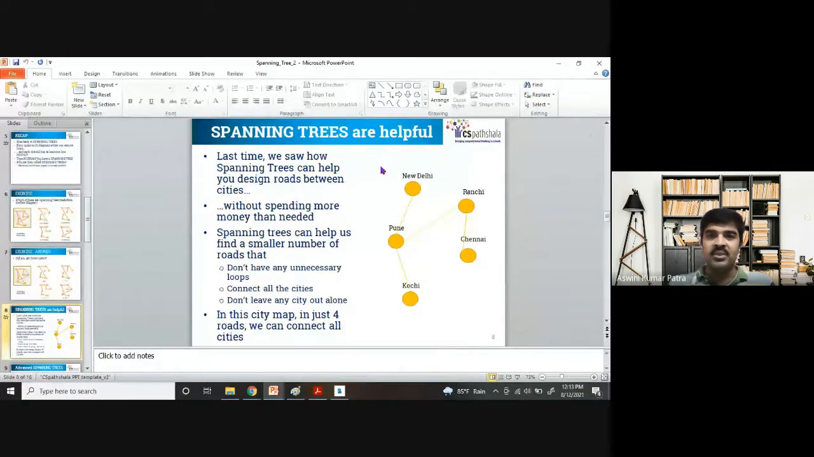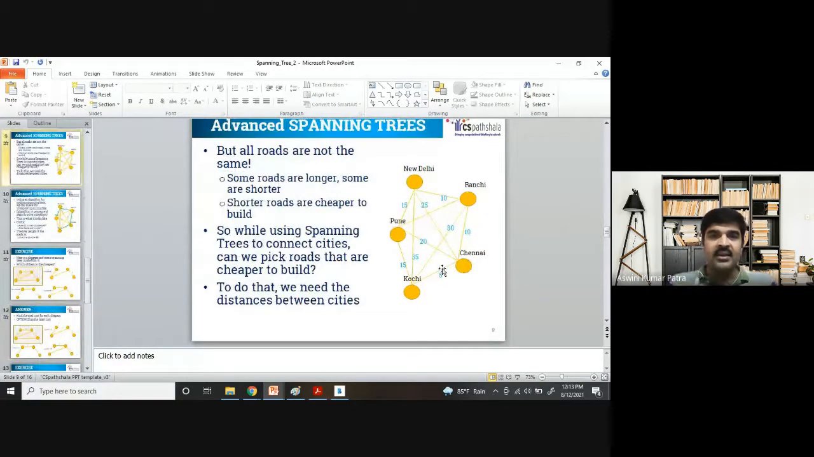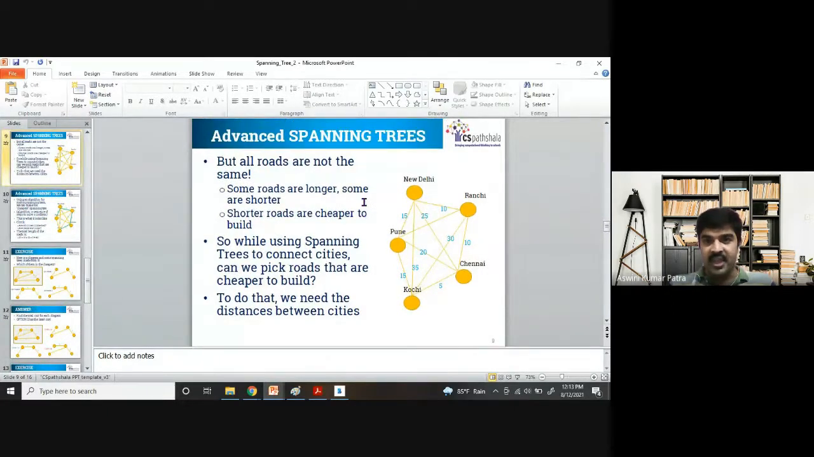So last time we saw that instead of 10 roads, we can connect all the 5 cities with 4 roads. 5 cities, 4 roads. That's the efficient way of connecting all the cities. Okay. Now there is a different flavor, the advanced spanning tree we'll be talking about. That means looking at the spanning tree with a different perspective, with a different idea. What is that idea? How is it different from my previous example?